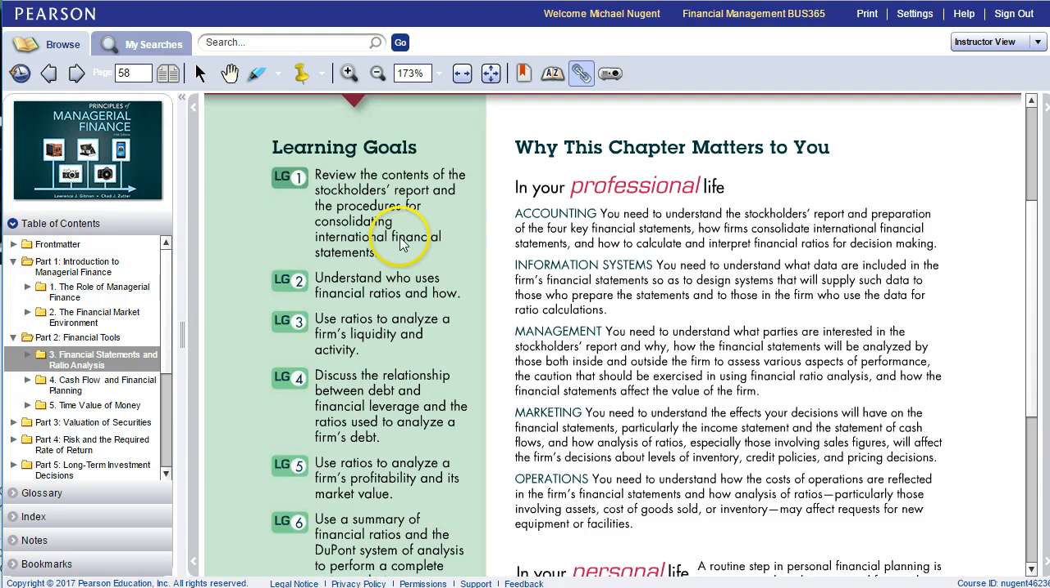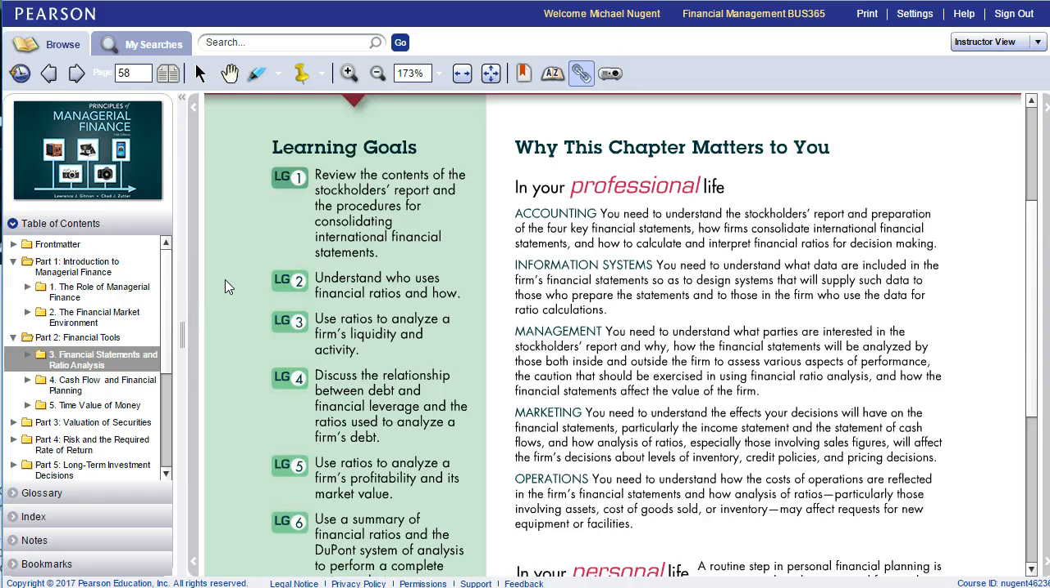So here again, we look at the shareholders' annual report, and we want to understand how companies report their information to shareholders and owners. And shareholders are technically owners. And how are these financial reports utilized in understanding how a company is doing?